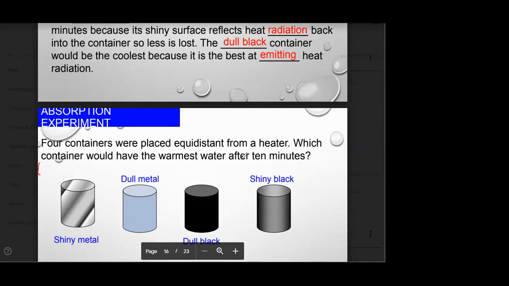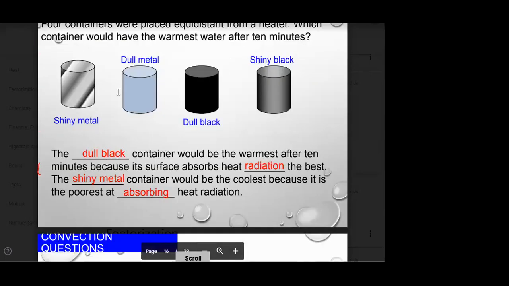Now, so I can say, right? I hope all of you understood. So let us see which will be warmest. Dull black, right? Very good. All of you understood the concept, right? The dull black will be warmest, because it will absorb the best. Clear? Did everyone understand the concept? I hope so. So this whole phenomenon is called black body radiation.